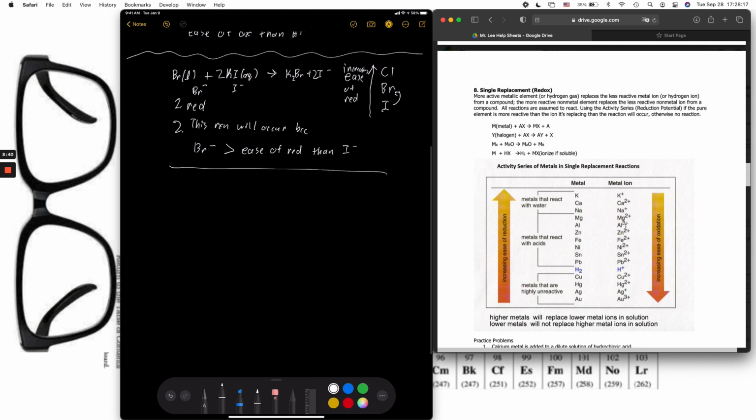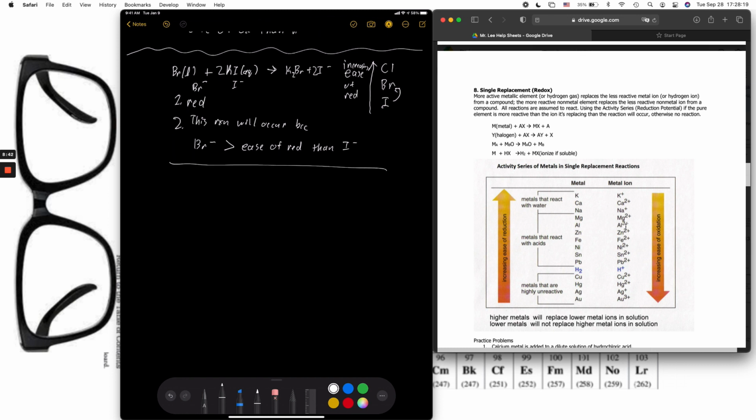Same thing. Let's do one more example, except this time it's going to be Cl, same thing, Br, liquid, plus 2 KCl, aqueous. Without writing out the products, will this occur? Fill out steps 1 and 2 and pause the video.